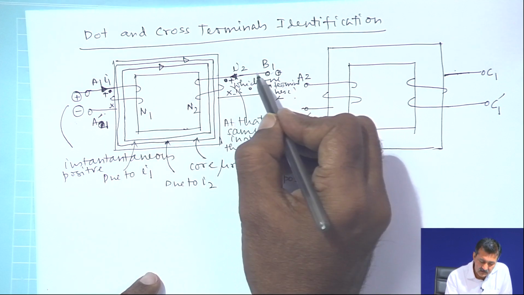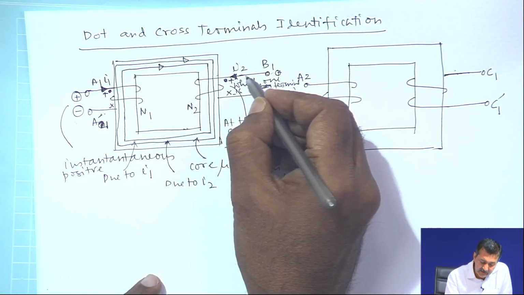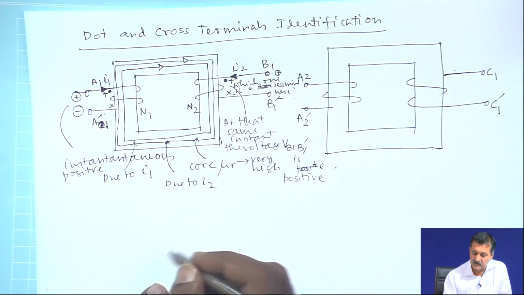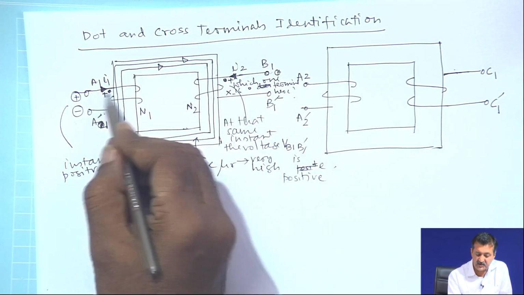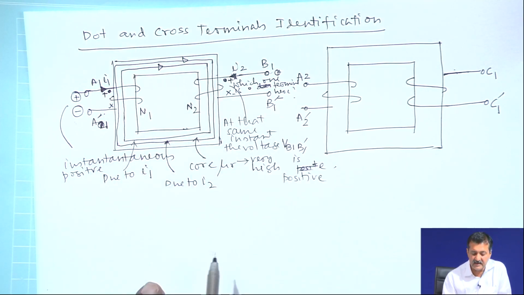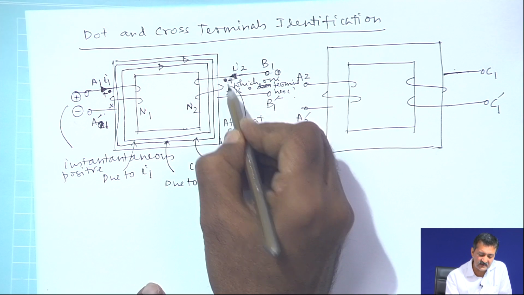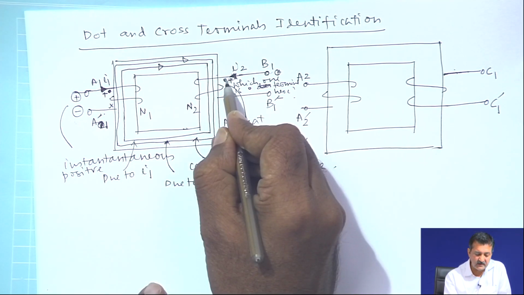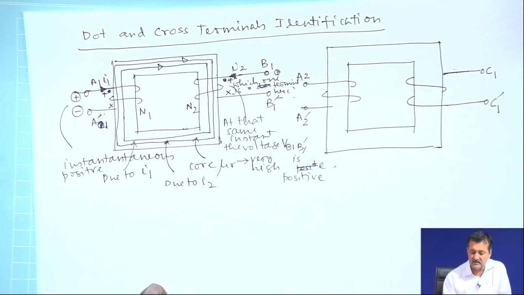But I think that if there had been a current in the direction we have chosen, and that produces the flux in the same direction, then the instantaneous voltage of this terminal will be positive with respect to this one. So, therefore, I will call this as dot and I will call this as cross.